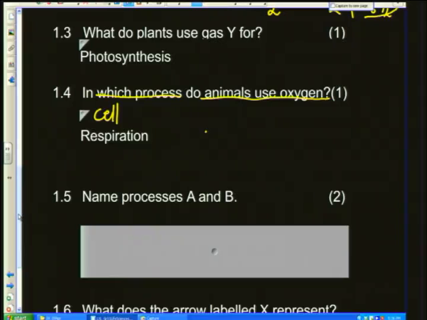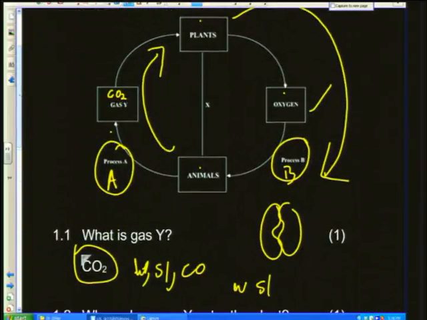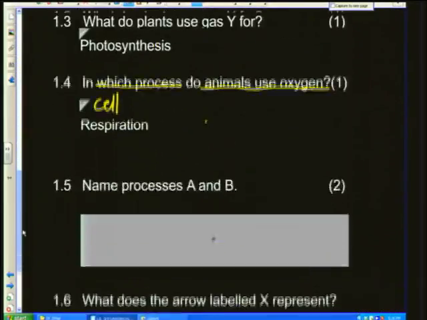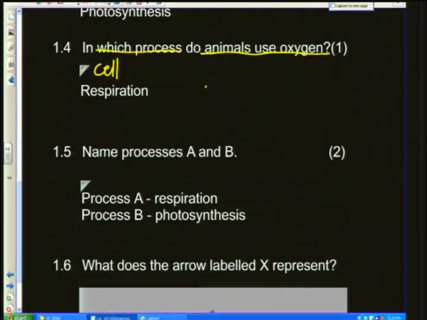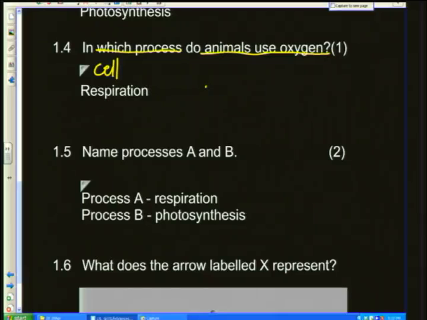Which process, A or B? Name the processes A and B. What's this process? I've just told you exactly what it was in the last slide. Process A is cellular respiration, where we use oxygen, and process B is where plants use the carbon dioxide. So process B is photosynthesis. Nice and easy, right? It's not that difficult.